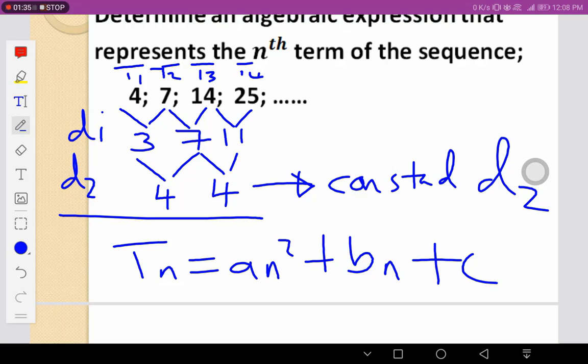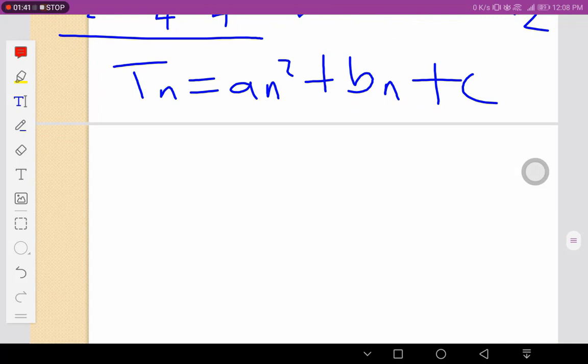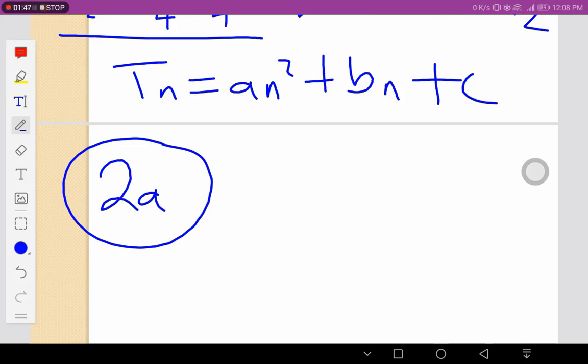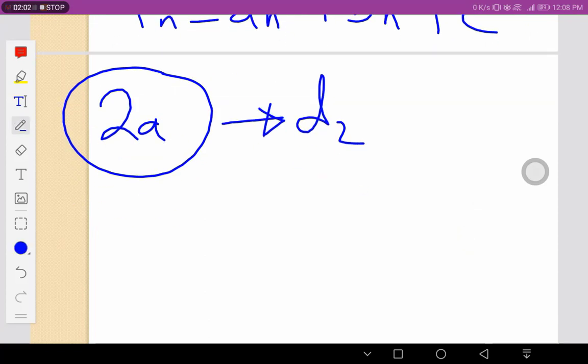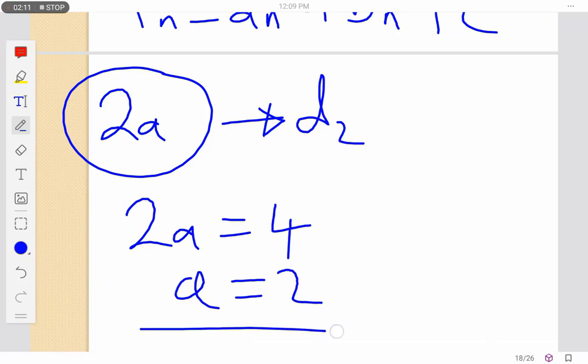Now we can calculate the value of a. How do we calculate our value of a? Remember, when we were deriving, we got our second difference as 2a from our first derivation of quadratic sequences. We can now equate this to the second difference that we got from this question, which is 4. So we can simply say 2a is equal to 4, and we get a is equal to 2. This is how we get the a there. Now we can substitute in our formula.